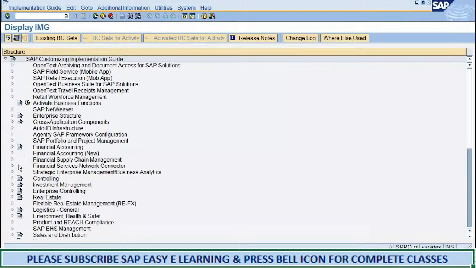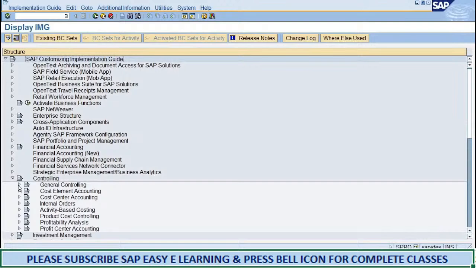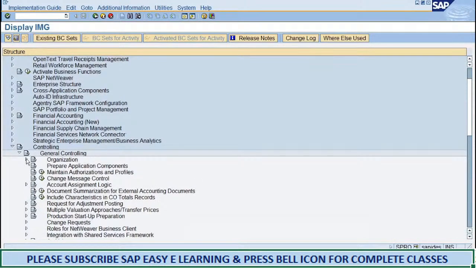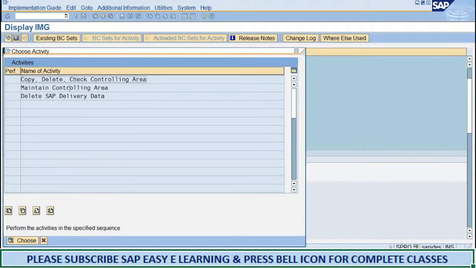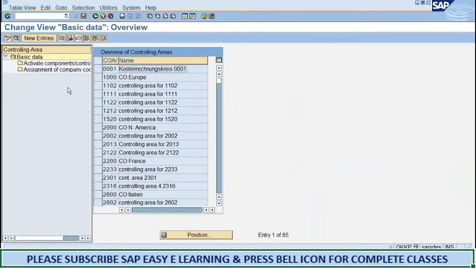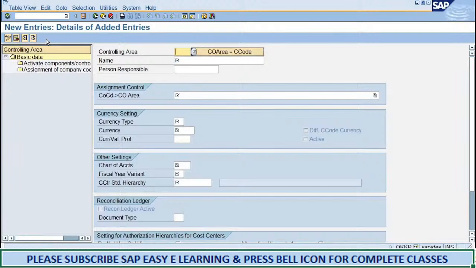SPRO, controlling, general controlling, organization, maintain controlling area. Double click on maintain controlling area. Click on new entries. Controlling area is equal to 3366. So here I am using our same company code name. So in your case also you can use your same company code name only.